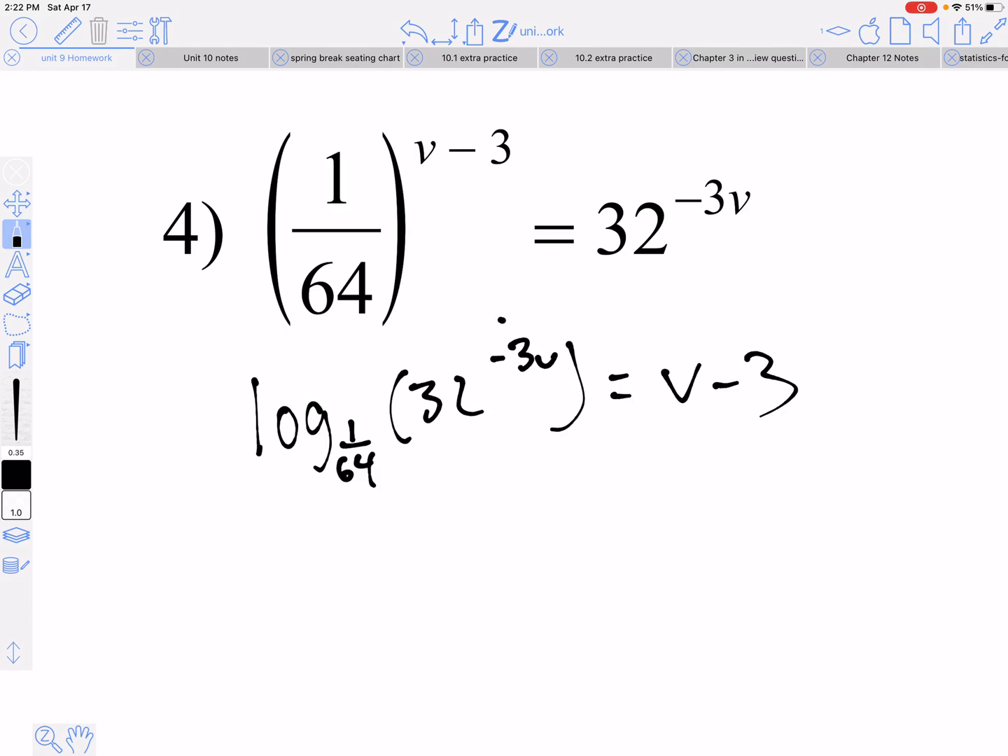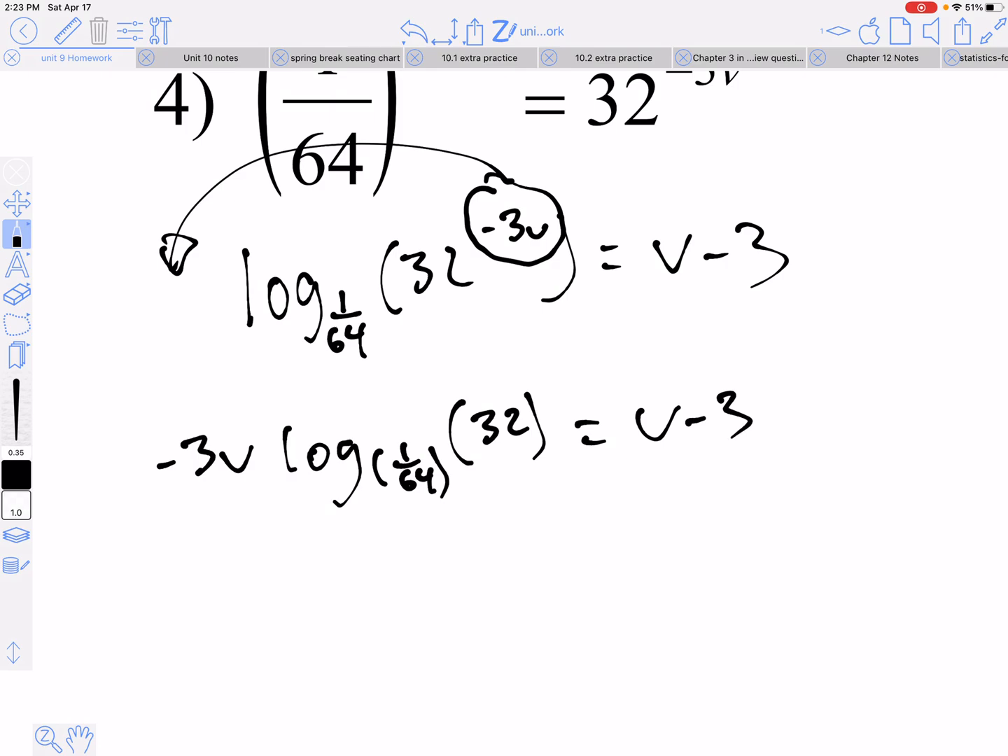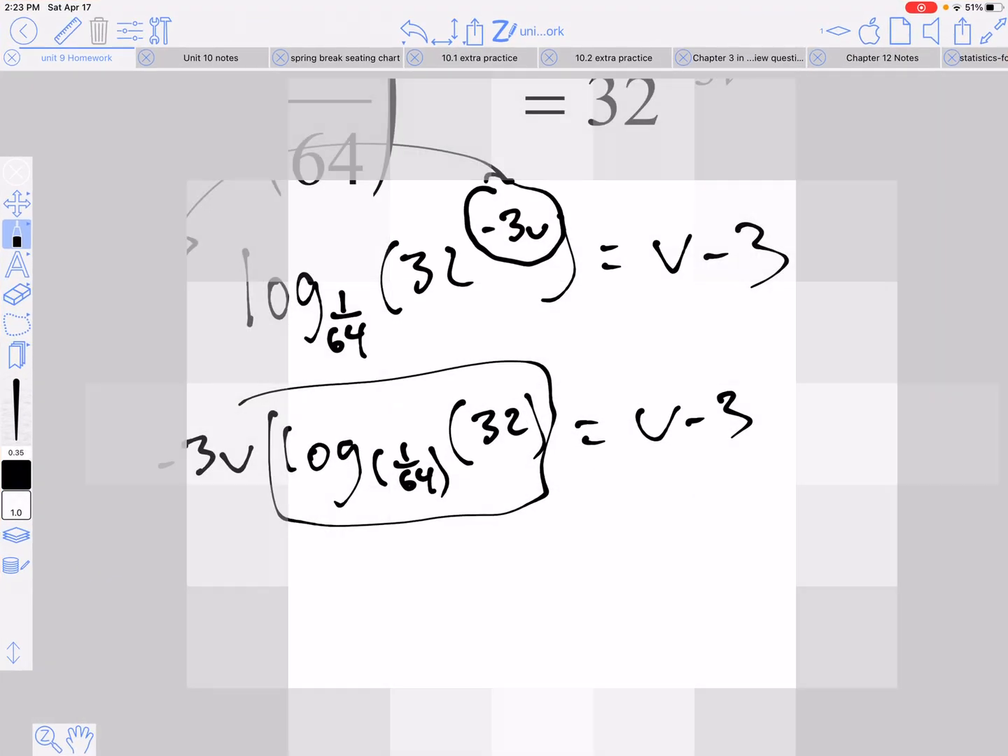And then if you remember, there's a rule that if there's an exponent, it can move out to the front. So we just move that out there, and then we have log base 1/64 of 32. I don't know why I put the base in parentheses, it doesn't really need that. And then we can just put this into our calculator, which I'll do real quick.